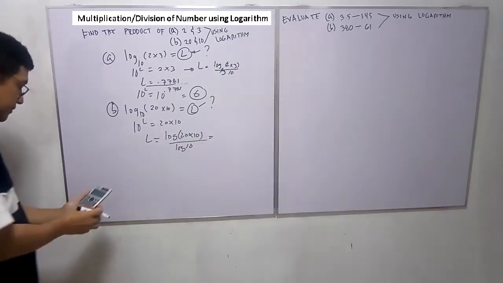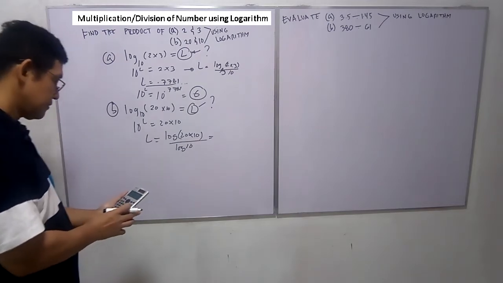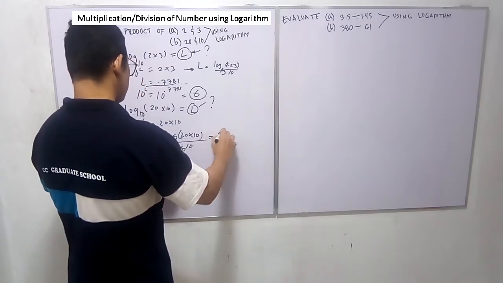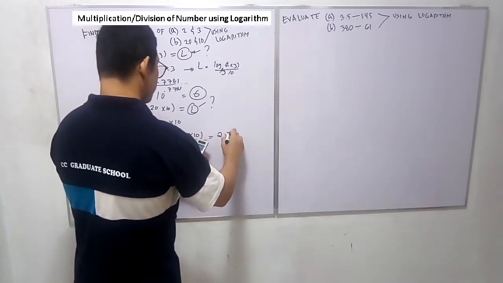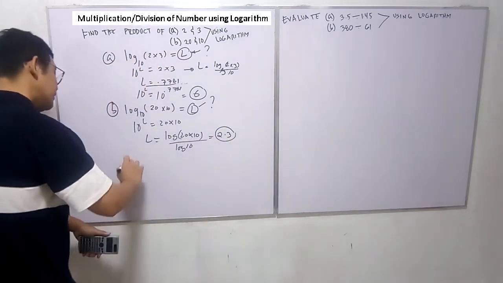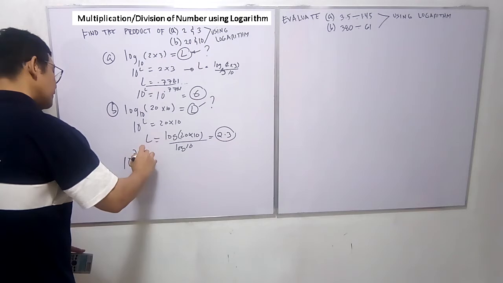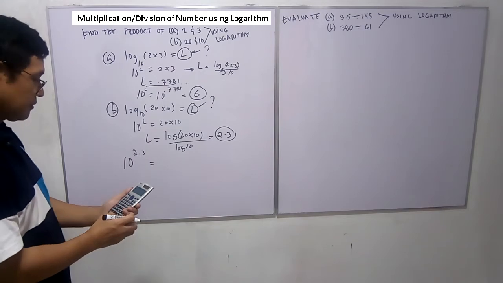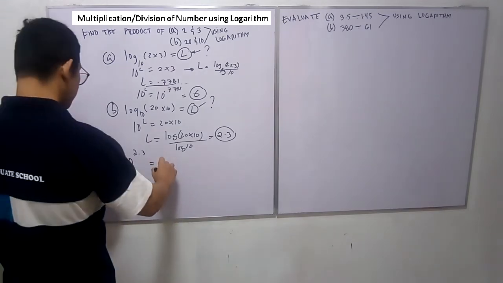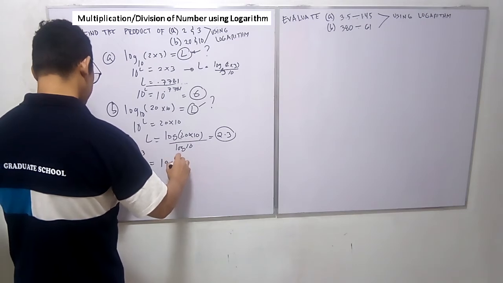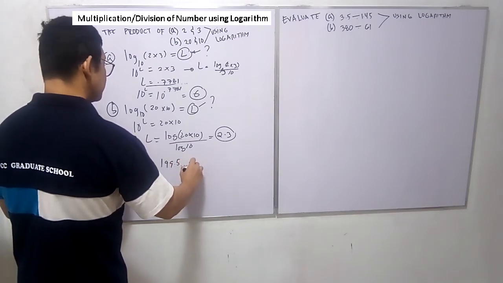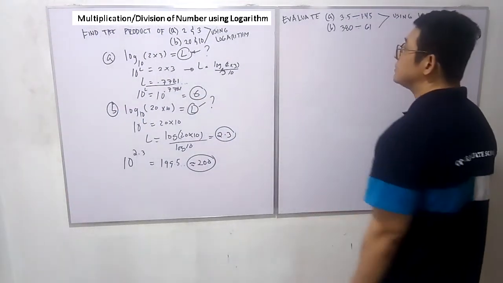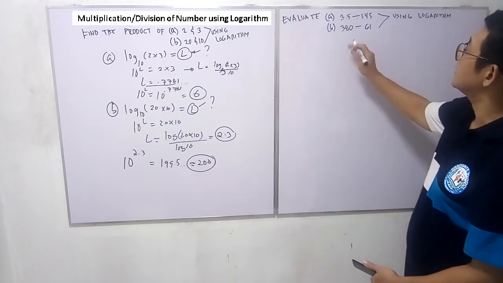Mangyayari yung L is log of 20 times 10, which is 2.3. Okay na yan. Therefore, 10 to the power of L equals to 199.5, something, or equivalent na rin siya sa 200. And dito naman sa division, actually ganoon na ganoon din, kaya nga lang naging division siya.